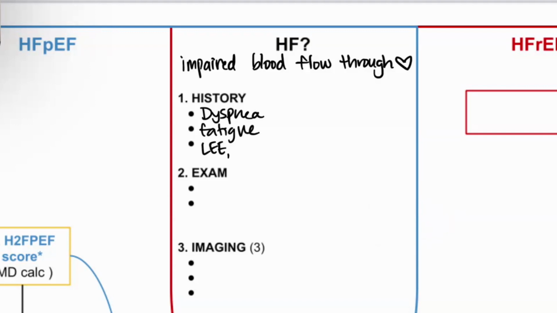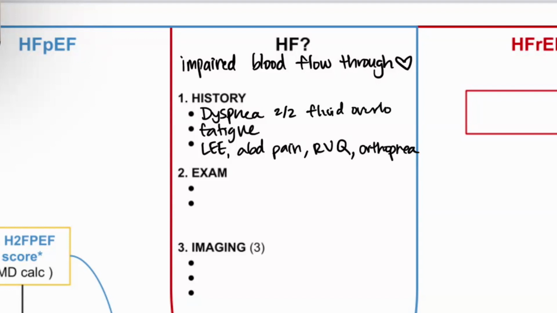They also might talk about abdominal pain generally, or right upper quadrant pain, and orthopnea is common. Okay. And of note, dyspnea would be secondary to fluid overload, while fatigue is secondary to hypoperfusion.